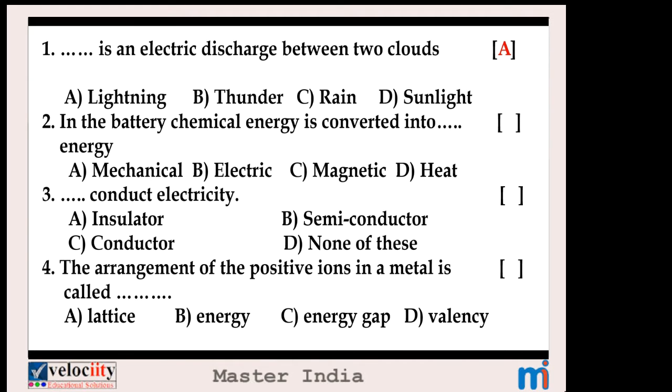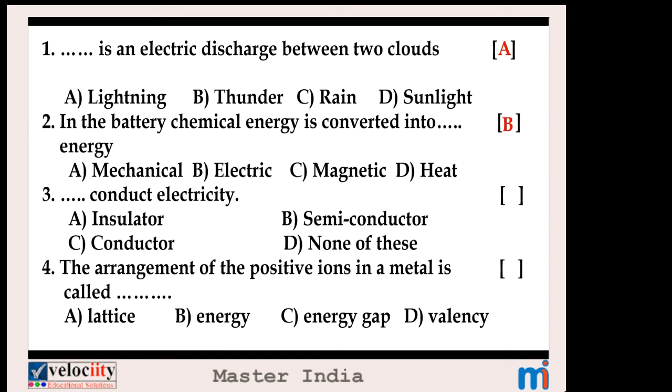Second one, in the battery, chemical energy is converted into dash energy. Option A, mechanical energy. Option B, electric. Option C, magnetic. Option D, heat. So the correct answer is electric energy. So in the battery, chemical energy is converted into electric energy.